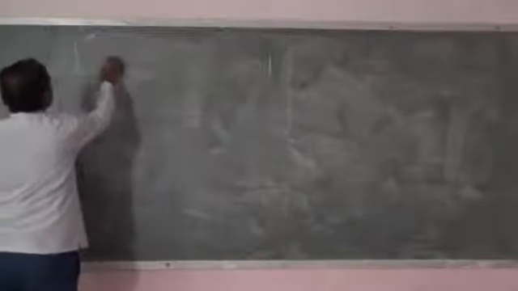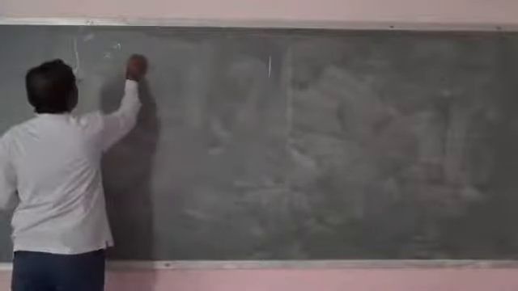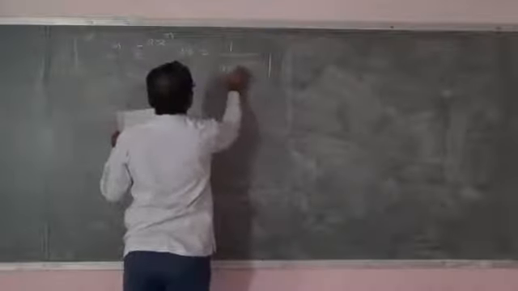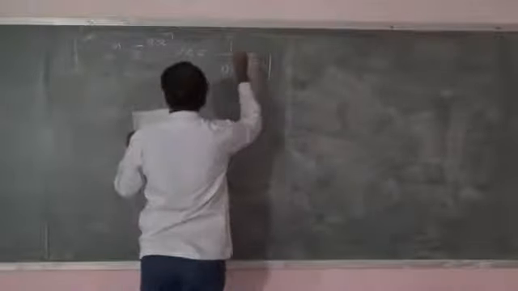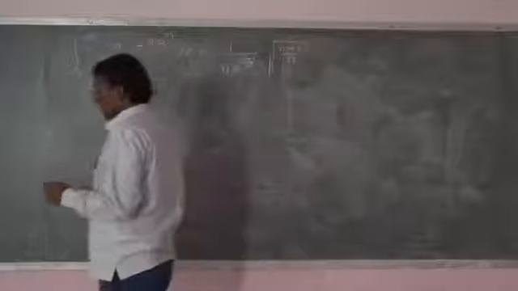Now, I will solve one more problem from this old question paper. What he has asked is: prove that the integral from 0 to infinity of x raised to m, e to the power minus a x to the power n, dx, equals 1 by n a to the power (m plus 1) by n, gamma of (m plus 1) by n. You have to prove this one.